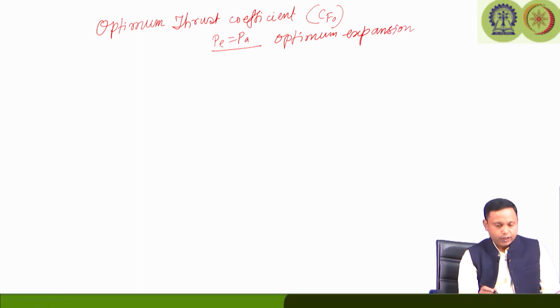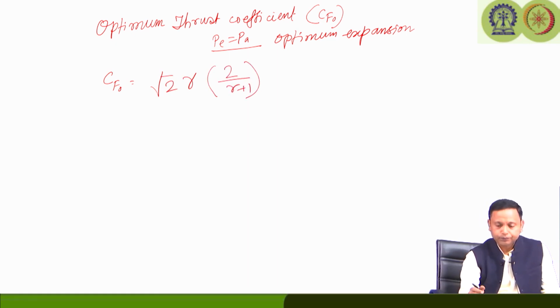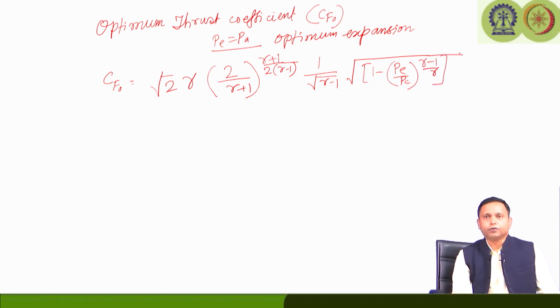So, we can modify the equation and we can get Cf0 equal to the square root of 2 gamma squared by gamma minus 1, into 2 by gamma plus 1 to the power gamma plus 1 by 2 into gamma minus 1, into square root of 1 minus P by Pc to the power gamma minus 1 by gamma. So, this is the modified equation for Cf, which is Cf0 or the optimum thrust coefficient.